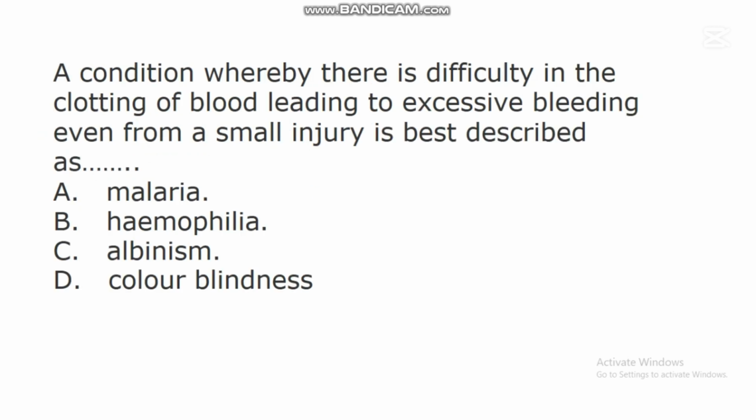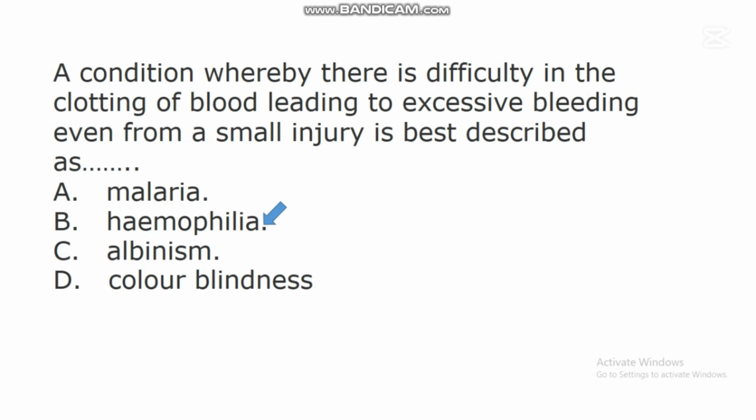The next question says, a condition whereby there is difficulty in the clotting of blood, leading to excessive bleeding even from a small injury, is best described as dash: A. Malaria, B. Hemophilia, C. Albinism, D. Color blindness. In this question, the correct answer is B, hemophilia.